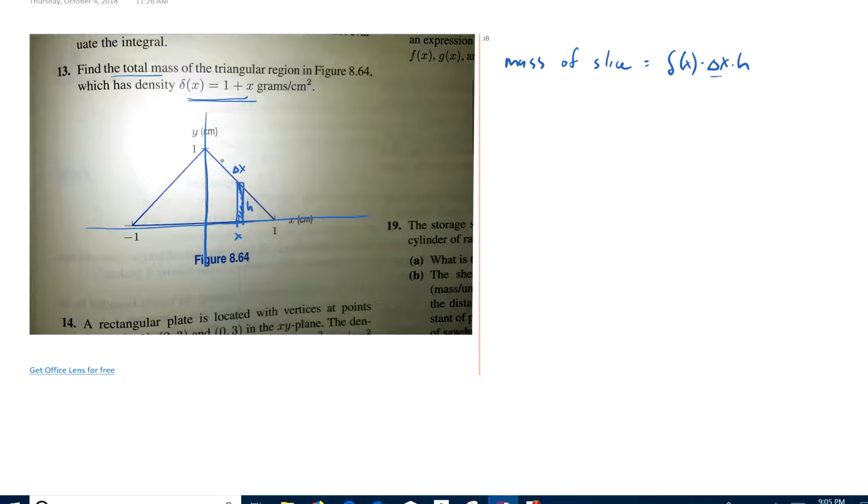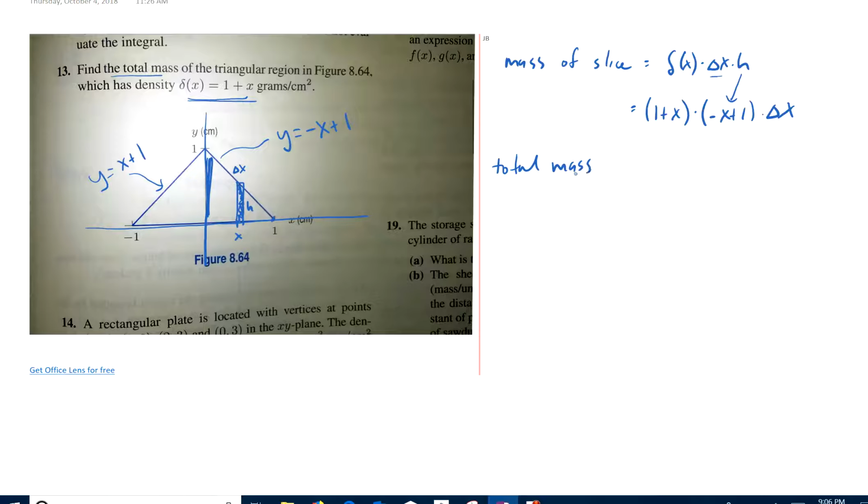Well, you need to know that the equation of this line is y equals negative x plus 1, mx plus b, and the equation of this line is y equals x plus 1. So I know the mass of this slice is delta x, 1 plus x, times negative x plus 1, that's the height, times delta x. That's the mass of this one slice here. And so I can add up the slices from 0 all the way up to 1 by just doing this.